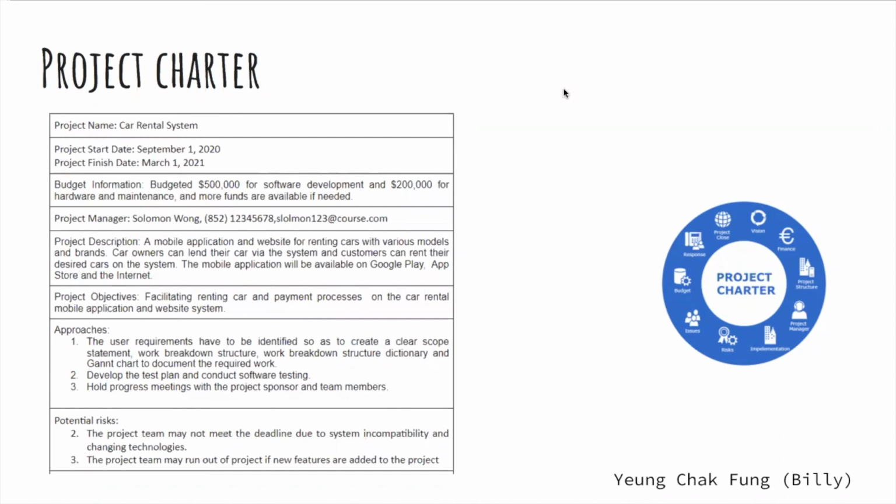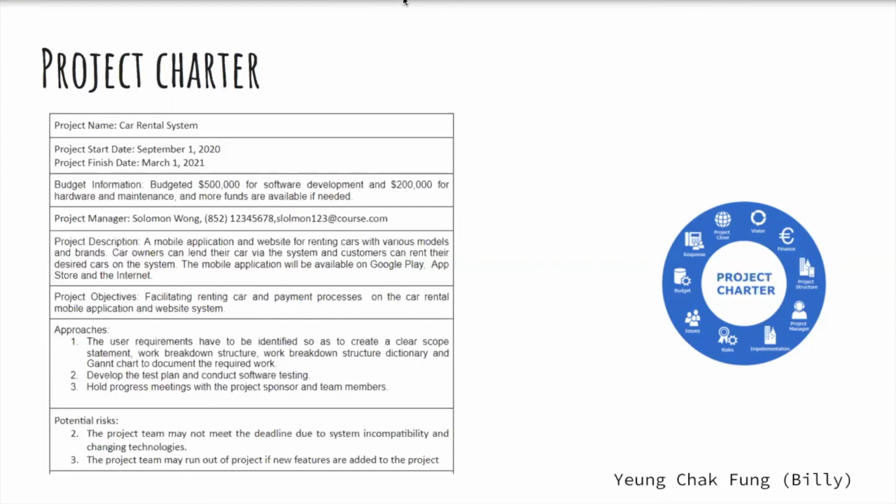So, basically, the project is to develop a car rental system which ran from September 1st to March 1st. The Hong Kong Car Organization budgeted 500,000 for developing the software and 200,000 for the hardware. The objective of this project is to develop a mobile system and web page to facilitate the car renting process so that payment can be made within the system.